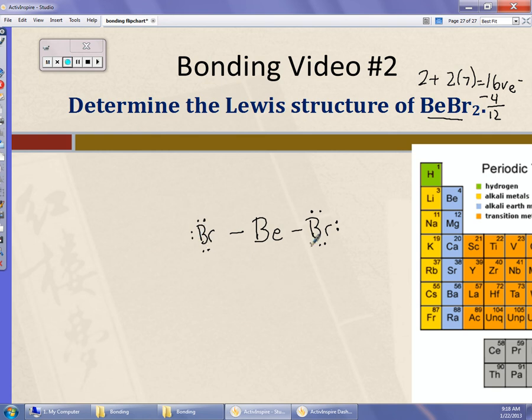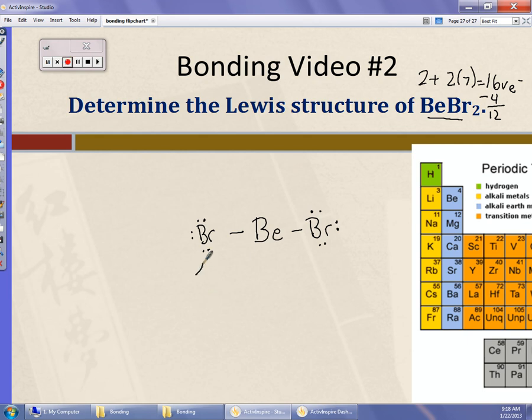That's good. Make sure you have the octet rule. 1, 2, 3, 4, 5, 6, 7, 8 around this bromine. And 1, 2, 3, 4, 5, 6, 7, 8 around this bromine. And of course, beryllium has 2 bonds, 4 electrons, and he is done. This is a completed structure.